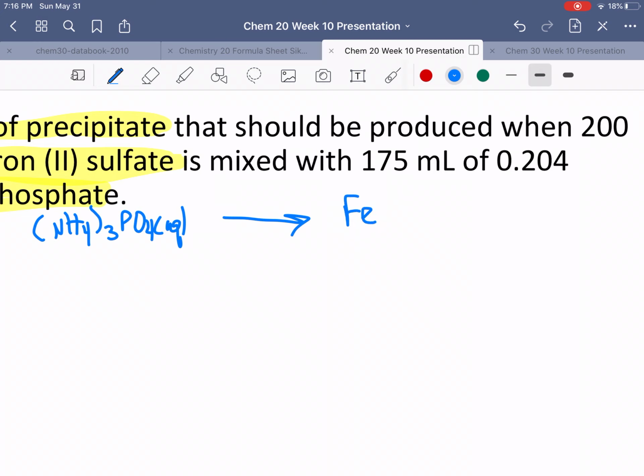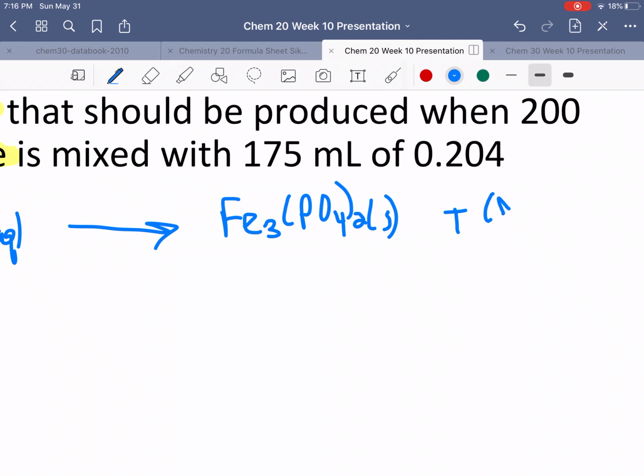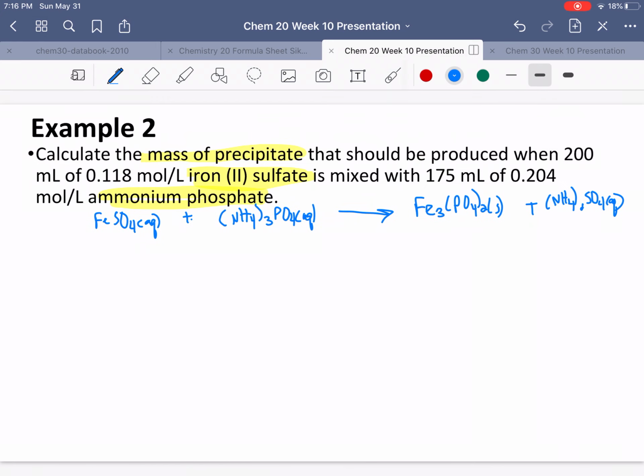We're going to end up with Fe3(PO4)2. If you check your solubility table, you will find this is a solid. Ding, ding, ding. That's your precipitate. That's a big deal. And we're going to produce ammonium sulfate, which again, check your solubility table. You'll see that it's aqueous. Balance the whole thing. Of course, we're going to have 3 of the iron 2 sulfates. We'll have 2 ammonium phosphates and produce 3 ammonium sulfates. There you have it. Step 1, balanced chemical equation.